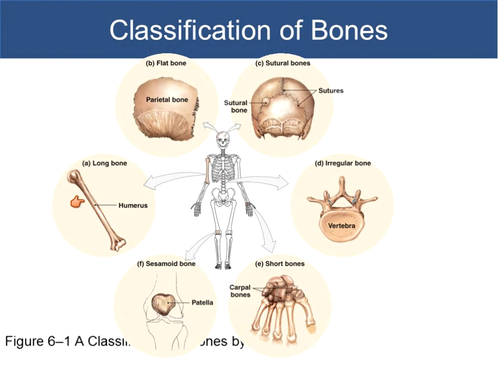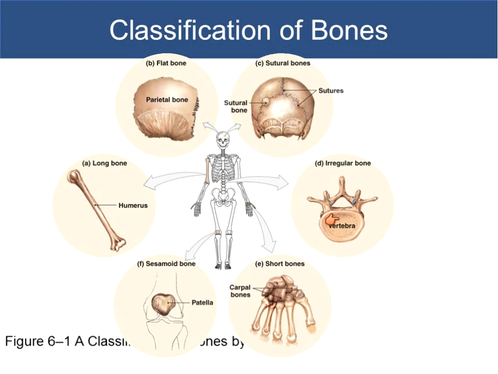So we have a long bone here, as I said before, found in your limbs, your arms and your legs. So your femur would also be considered a long bone, as well as your humerus. We have flat bones that make up your skull. So you have two parietal bones, a frontal bone, and an occipital bone, and you have temporal bones in the side of the skull. You have sutural bones, which are little teeny tiny bone chips that are just embedded along the suture lines of your skull.